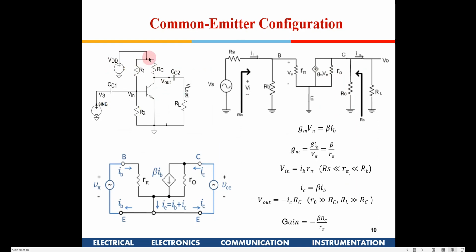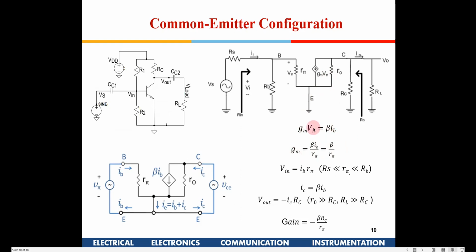Now since the DC source we are going to ground it, we have grounded it here, and the AC source coupling capacitors will get shorted for AC analysis, so that is not there. And this is the load resistance. Now GM V pi is nothing but beta IB. So GM is beta IB by V pi, right? V pi by IB is R pi, right? So you get R pi. So GM is nothing but beta by R pi.